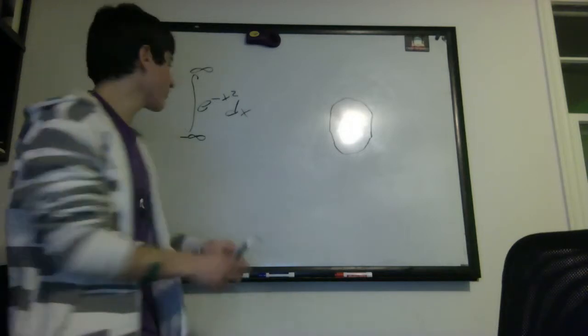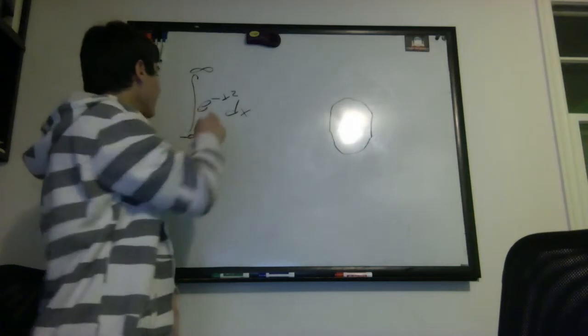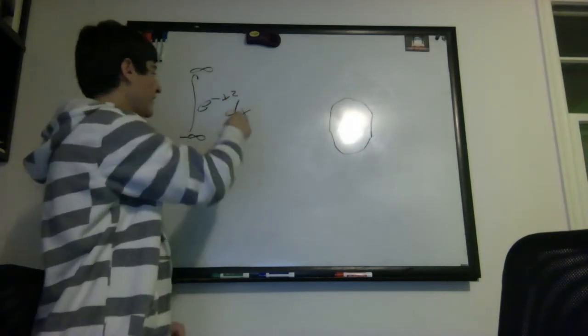Today I'm going to show you how to get the area under a bell curve. So we're going to take the integral from minus infinity to infinity of e to the minus x squared dx.